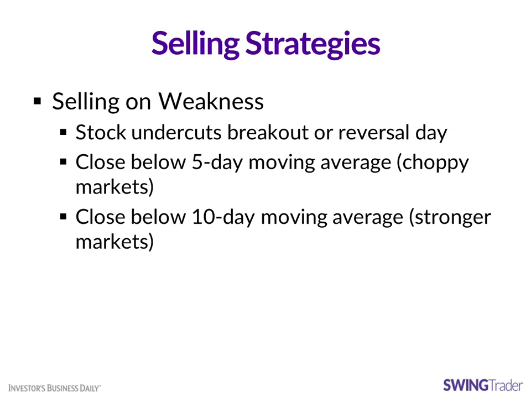Now, while we do sell on strength, of course, we have to sell on weakness. We need to cut losses. We need to take profits when the trend moves against us. So the one sell rule that we really, really stick to is if the stock undercuts the breakout or reversal day low. And I saw a question up there, well, why?